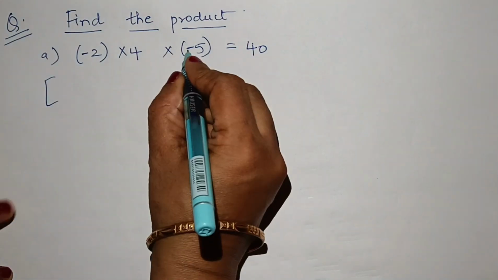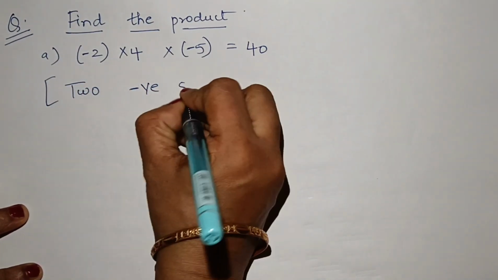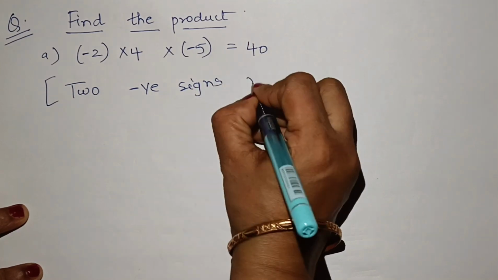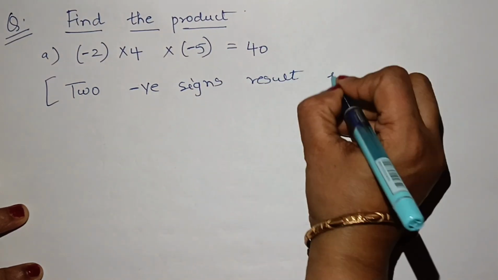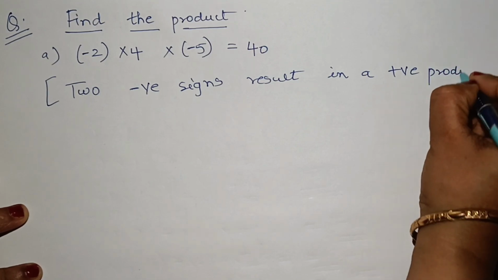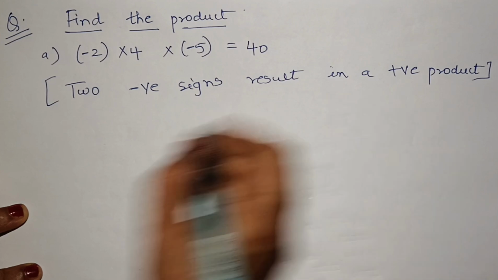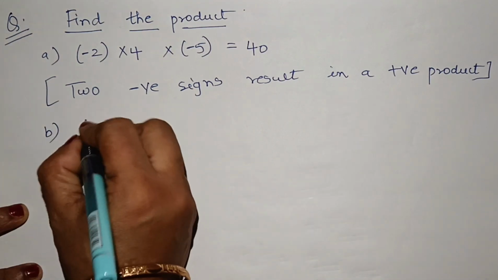Always note minus into minus plus. It means two negative signs result in a positive product. No need to write this, this is just for your explanation part. Now let's see next question.